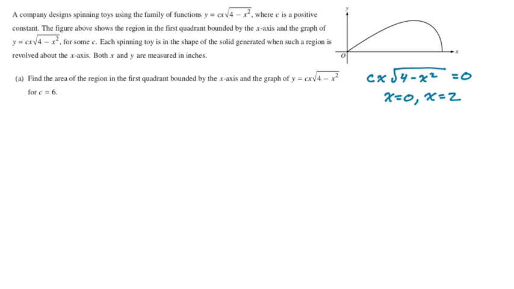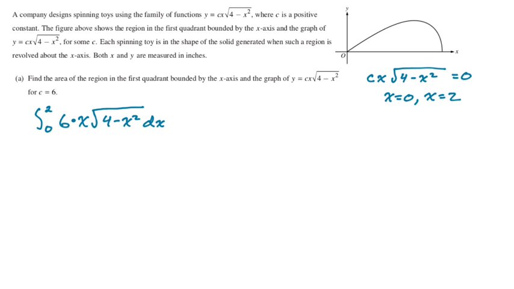I didn't do a lot of math on that. I just kind of looked at it and was like, oh yeah, so the square root of 4 minus x squared has to be 0. x would have to be 2 or negative 2, but we're in the first quadrant, so 2. So in this problem, c is equal to 6, right? So we're just doing the integral from 0 to 2, 6 times x root 4 minus x squared dx.